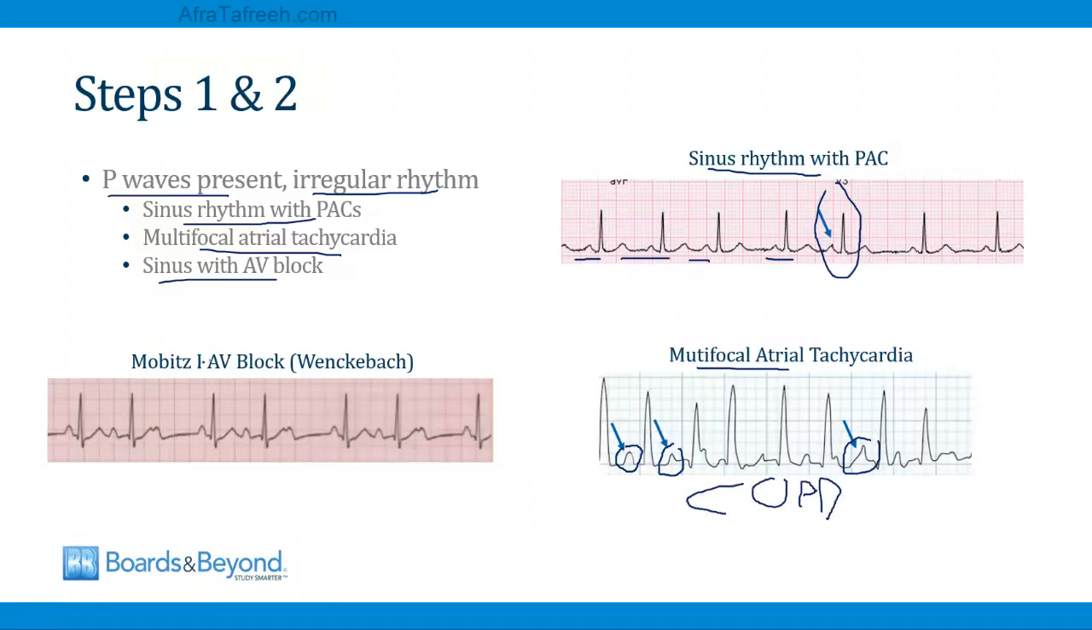And then finally, on the bottom left side of the screen, we have an example of Mobitz 1 AV block, or Wenckebach. This is usually not a rapid rhythm, it's usually slow, but it does have P waves, but some of the P waves aren't conducted like this one, and they don't generate a QRS complex, and therefore we get an irregular rhythm. And I talk more about Mobitz type 1 AV block in the video on bradycardia.